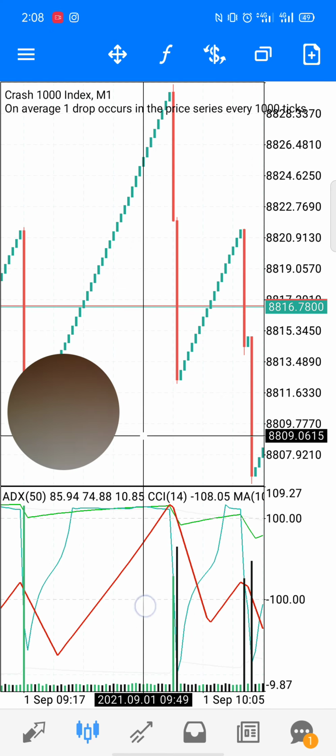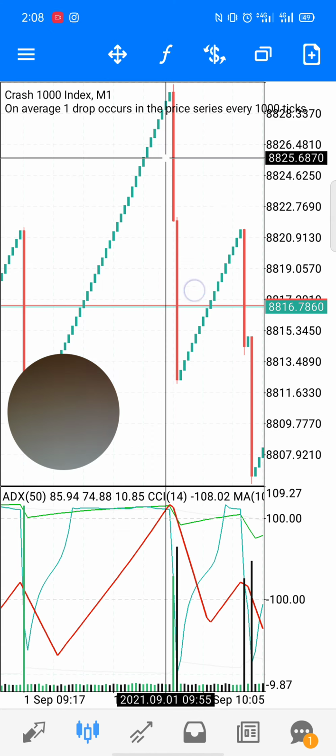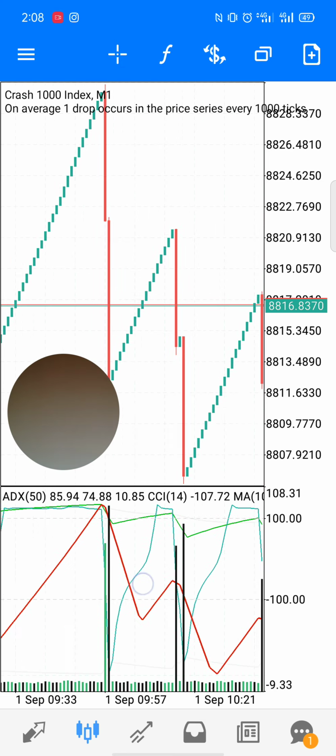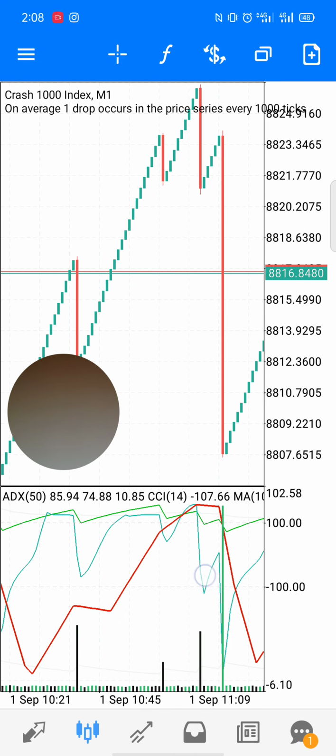Look at these, guys. It came, it crossed above it at the overbought level, it spiked. Telling you guys, the strategy is very, very powerful.